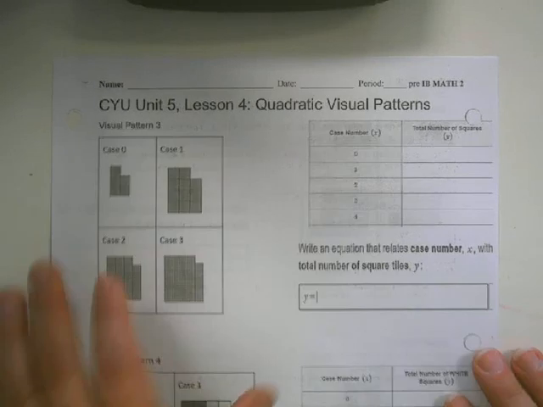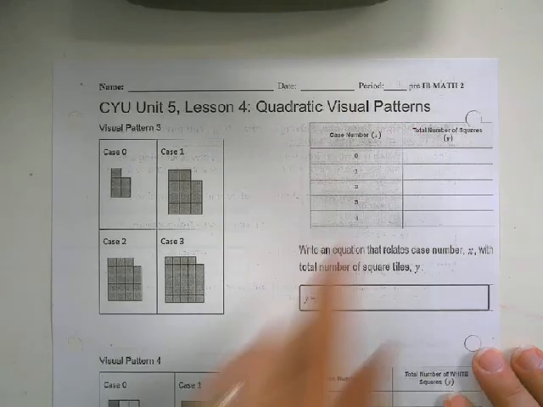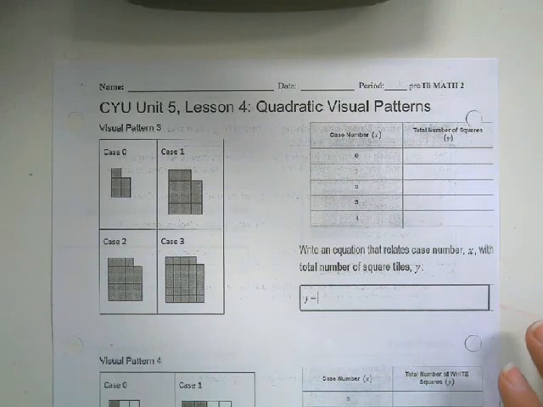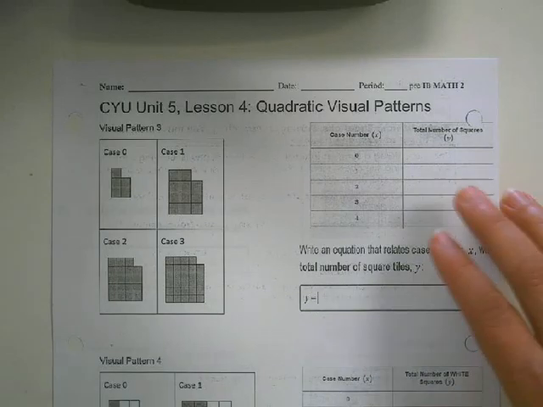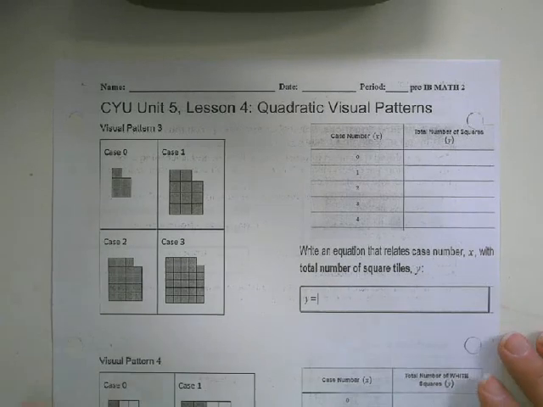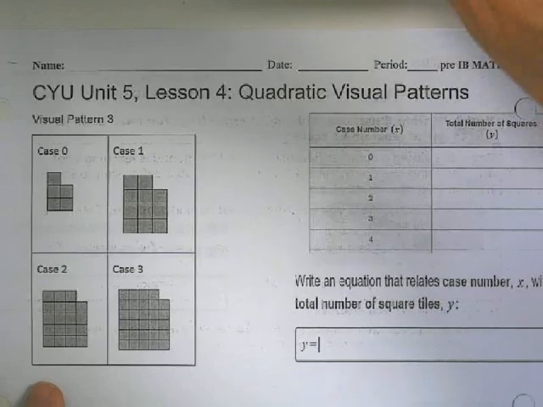Okay, we're going to talk about quadratic visual patterns. This is the handout we did earlier. The first thing I'm going to do is, some students just wanted to count the squares, and they've got 1, 2, 3, 4, 5.